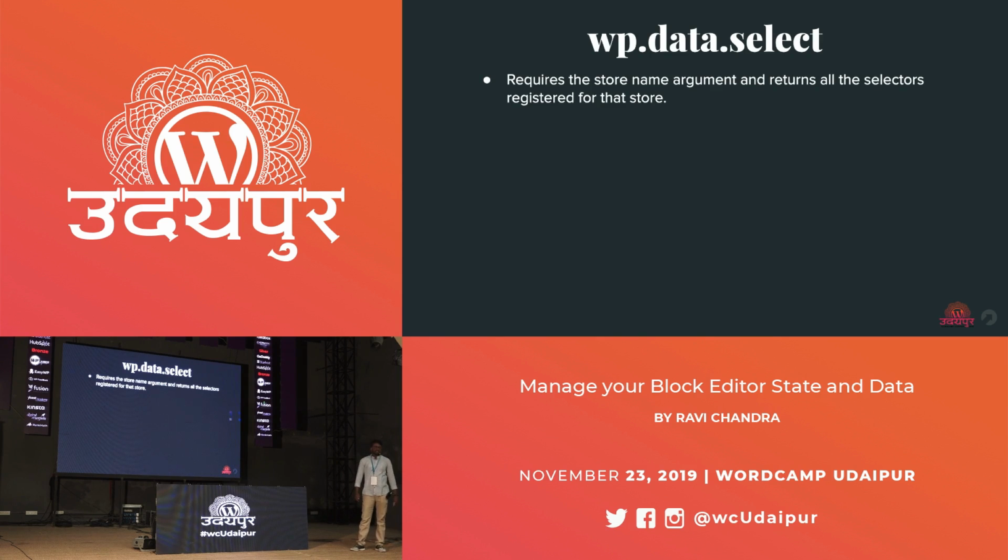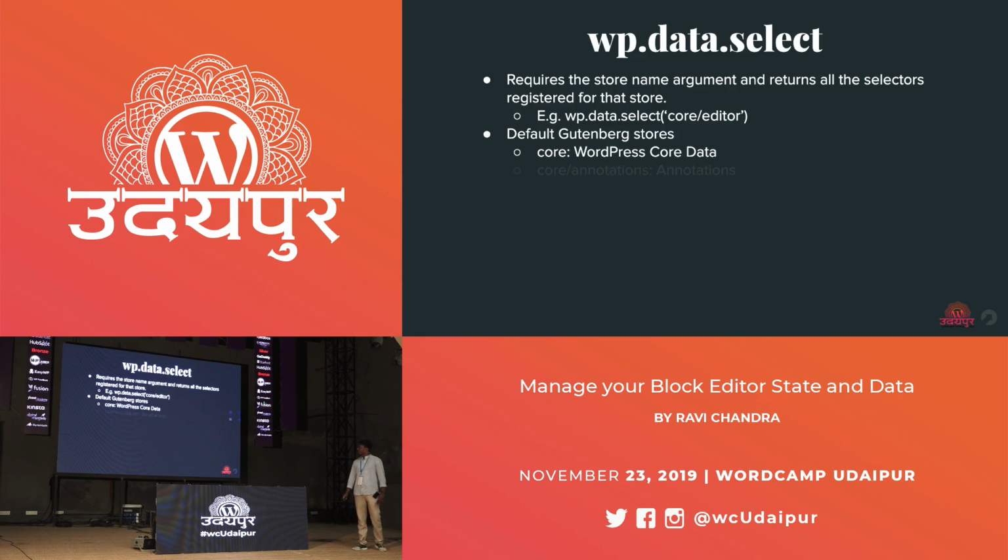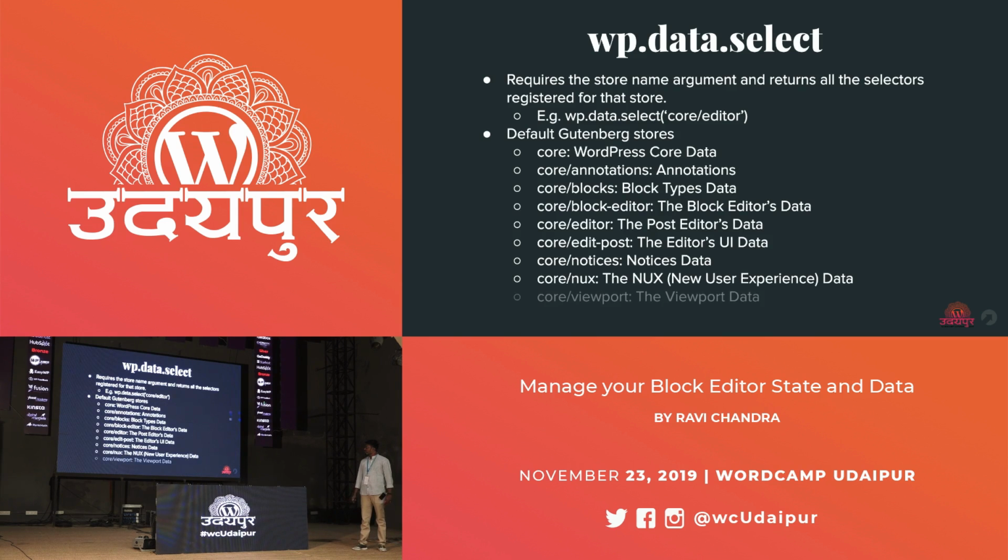Now, wp.data.select. It requires the store name argument, and it returns all the selectors registered for that store, like wp.data.select core/editor. That's one of the stores. There are a lot of default stores which come with Gutenberg. We would be focusing more on the block editor today.